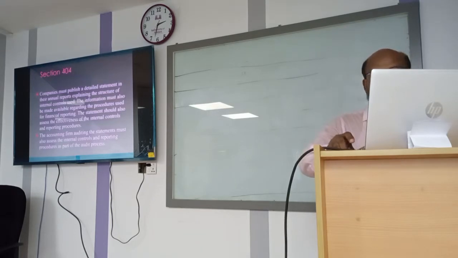Section 404. Companies must publish a detailed statement in their annual reports explaining the structure of internal controls used. The information must also be made available regarding the procedures used for financial reporting. This statement should also assess the effectiveness of the internal controls and reporting procedures. Next, the accounting firm auditing the statement must also assess the internal controls and reporting procedures as part of the audit process. Thank you.